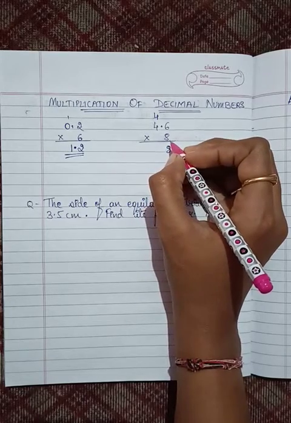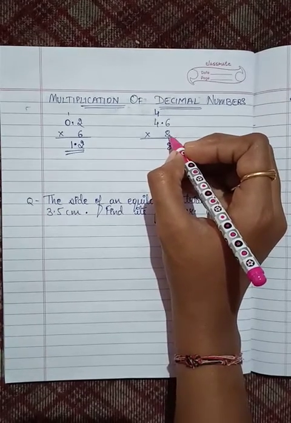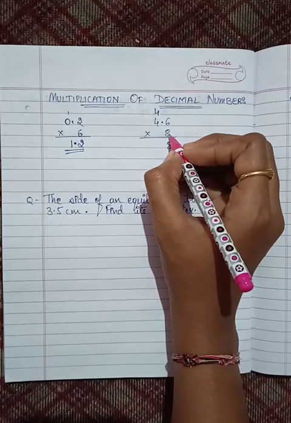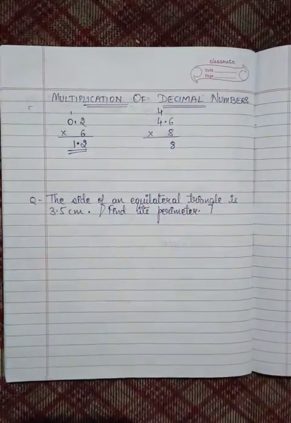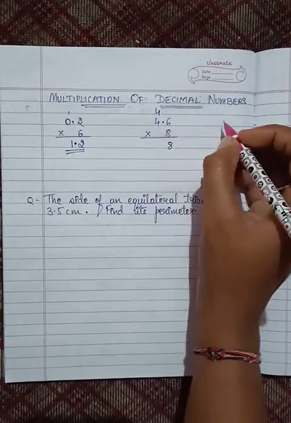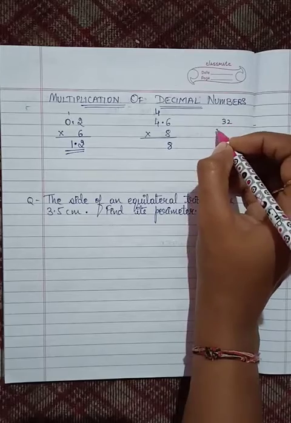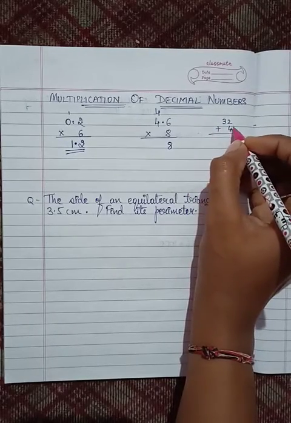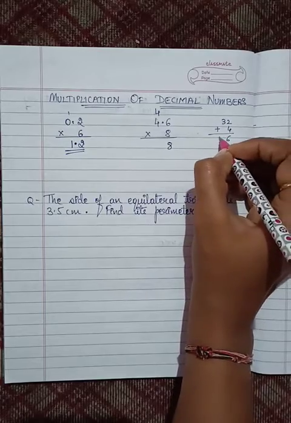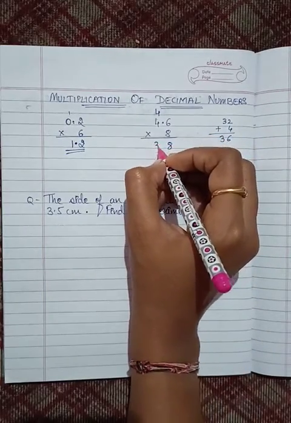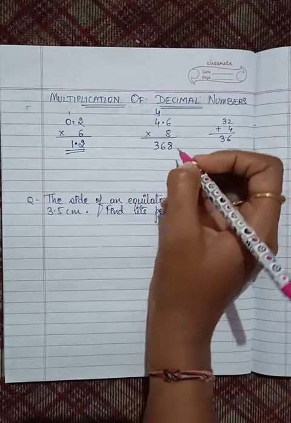Now 8 multiplied by 4. 8 4s are 32. 32 I am writing here roughly, plus 4. So how much is it? 4 plus 2, 6 and 3. So I am writing this number here, 3, 6 and 8.